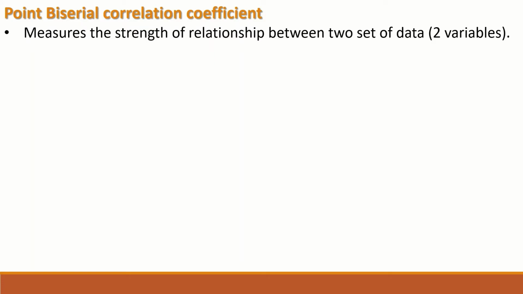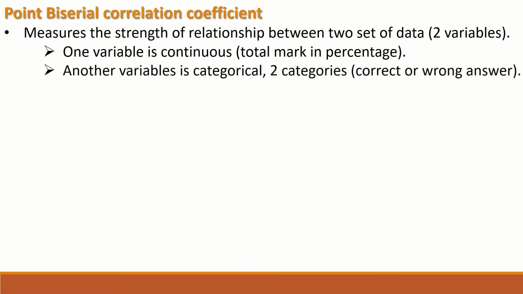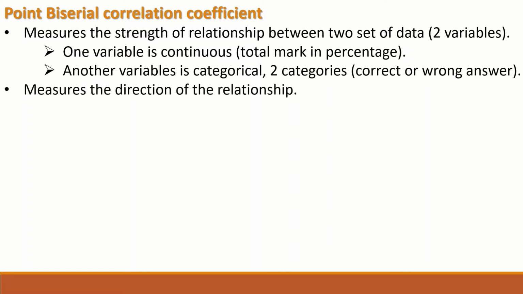It measures the strength of the relationship between two sets of data. So in this case we have two variables. We need to correlate two variables with each other. One of the variables is continuous, such as the total mark, which is in percentage from 0 to 100, and the other variable is categorical: two categories, correct or wrong answer.